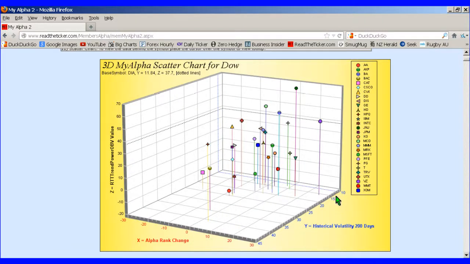And here we've got the historical volatility. So we've got a situation here where VZ has low 200 period volatility. It has high alpha and also has a high trend value.